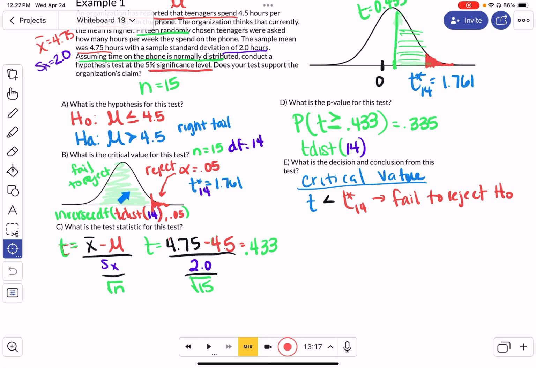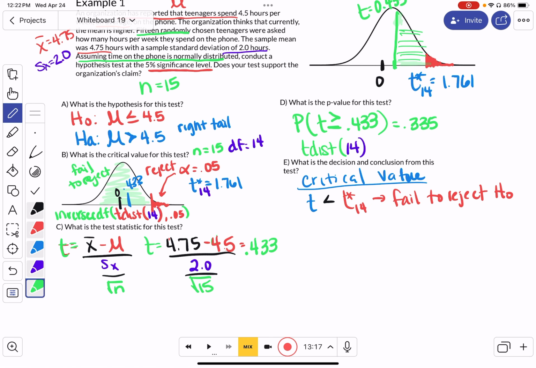And you look to the left, right here. Our value is falling somewhere over here, close to 0, by the way. It's close to 0. And we're falling in the fail to reject region.